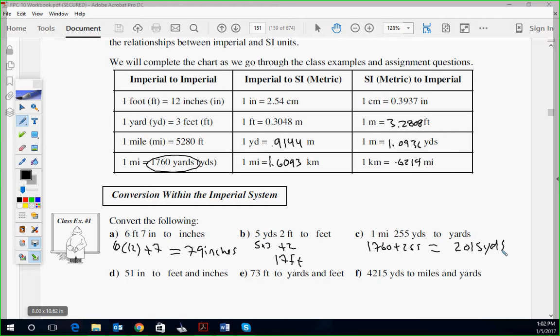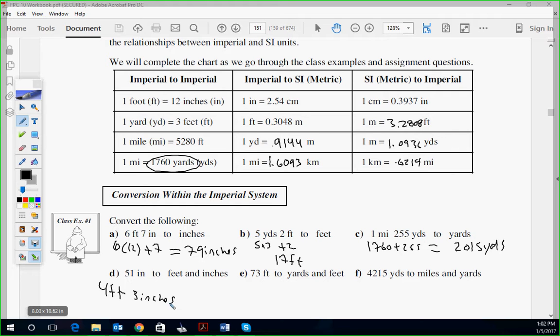Okay, 51 inches to feet and inches. Now we want to figure out how many feet are in there, so we divide 51 by 12. The biggest number that goes into it is 48, which is 4 feet. What was left over? The 3 inches. So 4 foot 3 inches is 51 inches. You take out as many 12s as you can, that's your feet, and your leftover is what you write in inches.